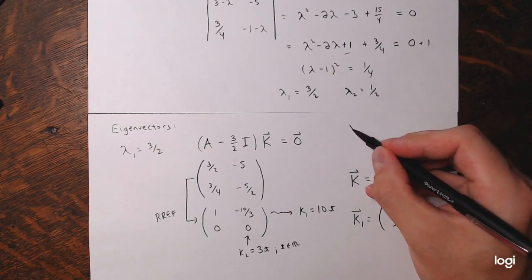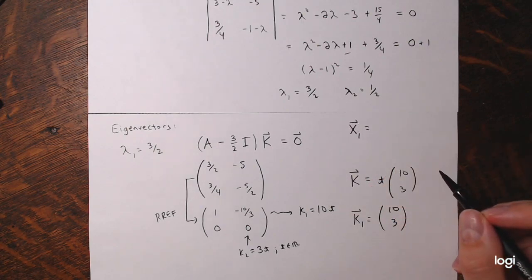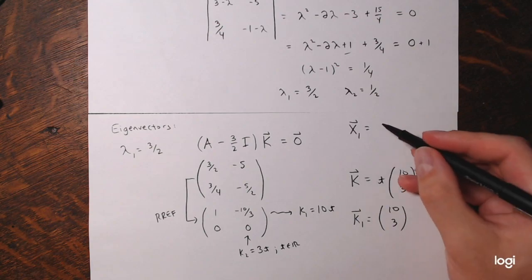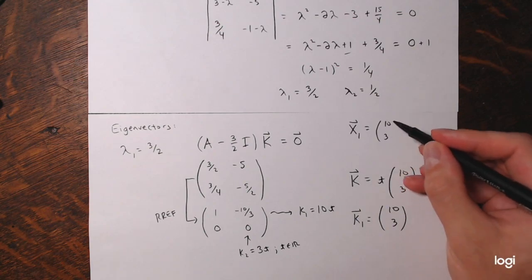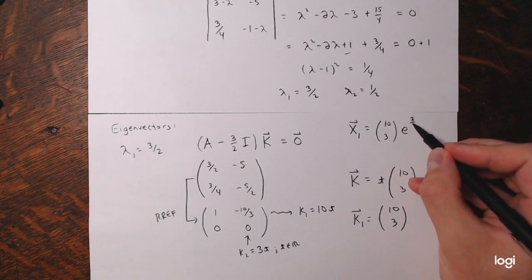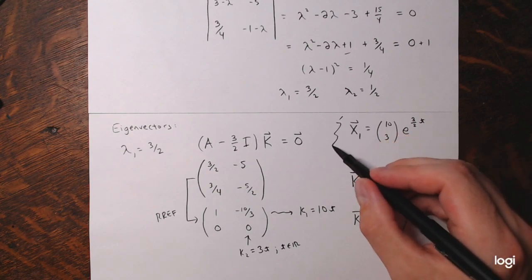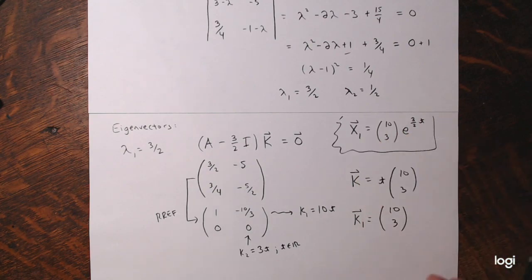And x1, right, a solution to this homogeneous system would be k1, 10, 3, times e to the 3 halves t. Alright, times e to the 3 halves t. So there's part of the fundamental set. That's not the answer. I'm just putting in a little bubble.